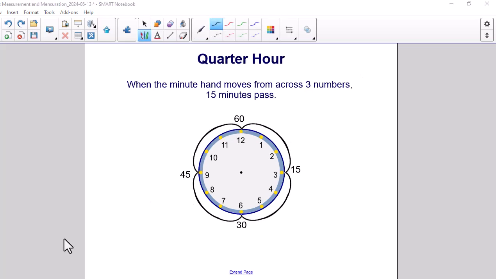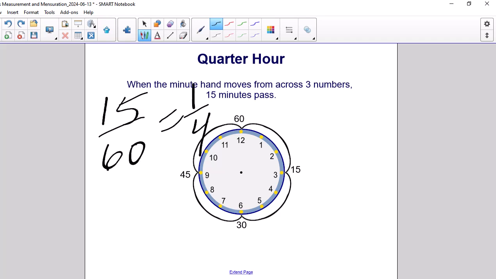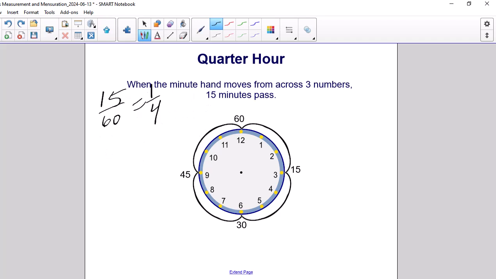Telling time by the quarter hour. When the minute hand moves across 3 numbers, 15 minutes has passed. Now remember, there's 60 minutes in an hour. So 15 over 60 reduces to 1/4 or a quarter of an hour. So 15 minutes after the hour is 1/4 of the hour.